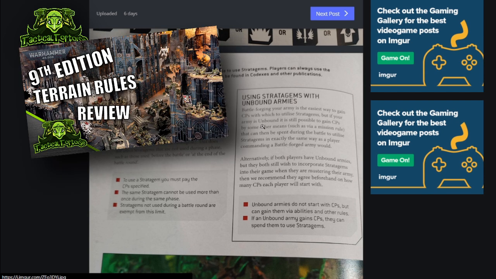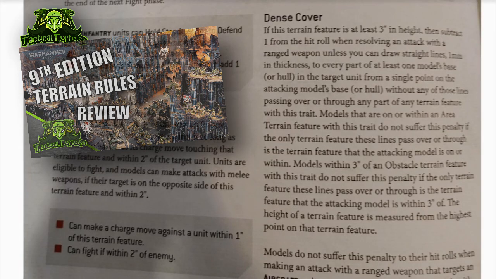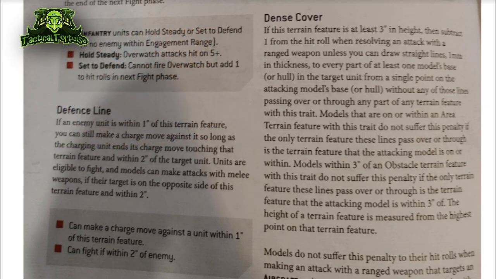You can go check out the terrain discussion video that is up on the channel right now if you want to just hear my opinions on those terrain rules. I do think that they are very cool. One new terrain rule that I will cover is the dense cover rule, which I think a couple of people got wrong, including myself in a couple of my games.